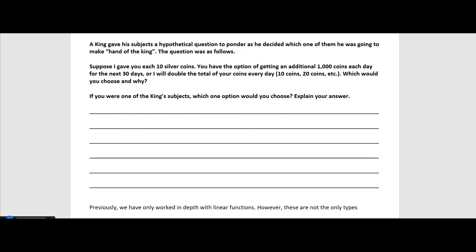So if you chose the 1,000 coins each day, well, you start off with 10 coins, and then for 30 days, you're getting 1,000 coins a day. So you end up with 30,000 plus your initial 10. So we'll call that option A. Option A, you'll have 30,010 coins. Seems like a good amount, right? Well, let's think about option B.